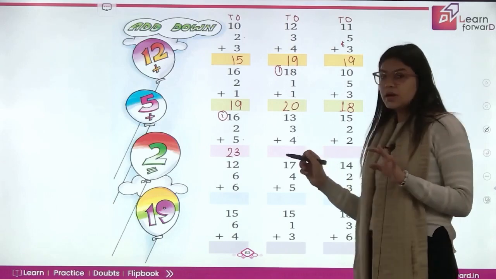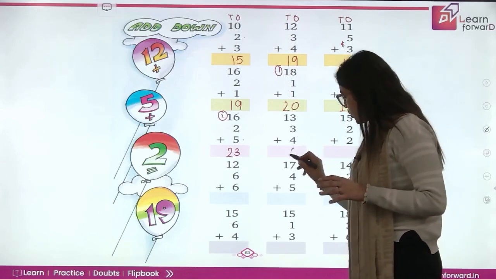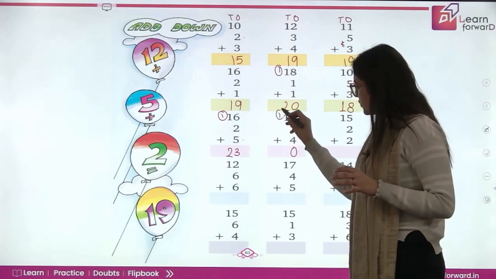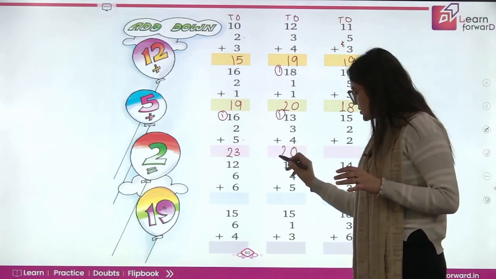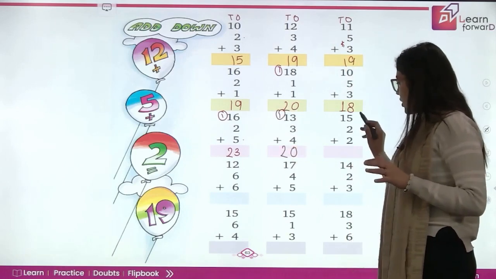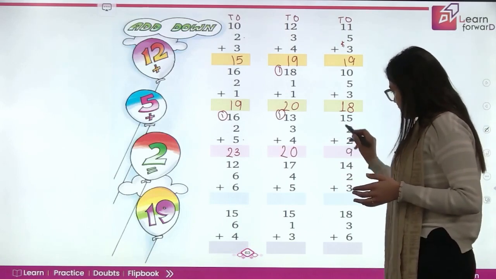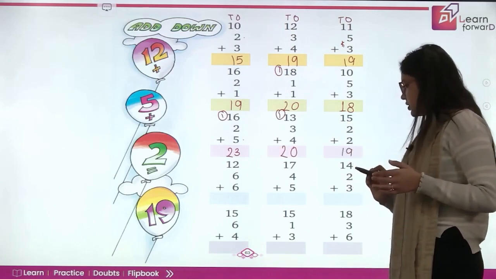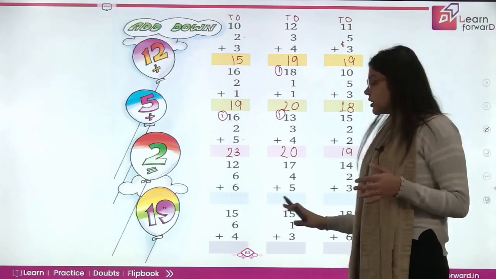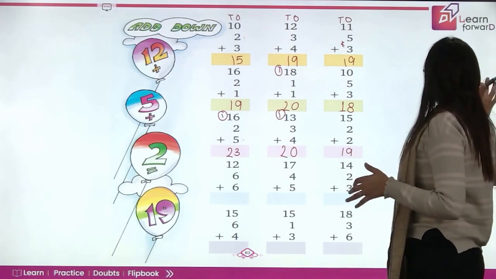Now 3 plus 3 is 6. 6 plus 4 is 10. So 0 here. 1 carry over. 1 plus 1 is 2. So answer is 20. Now 5 plus 2 is 7. 7 plus 2, 9. So answer is 19. Now you can do all these like this only.